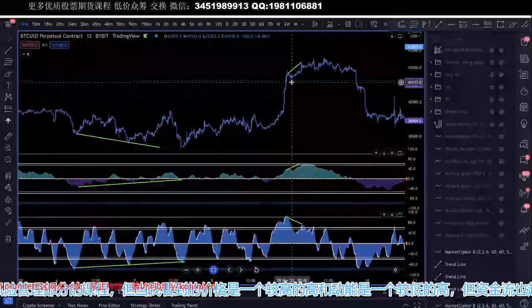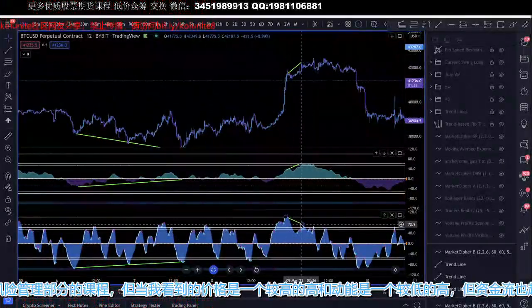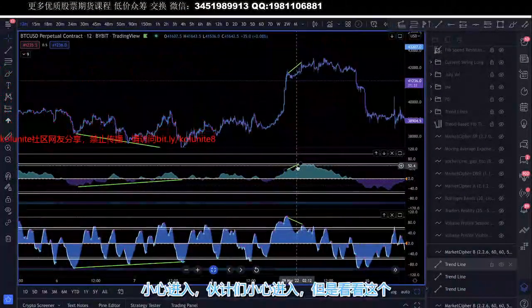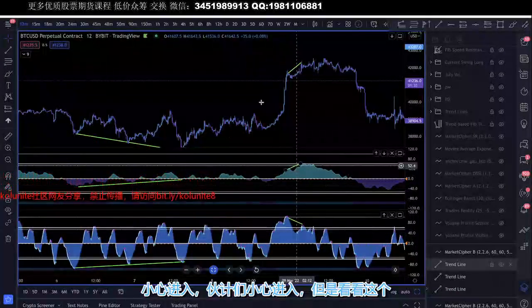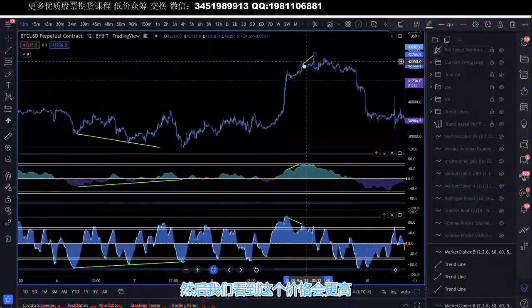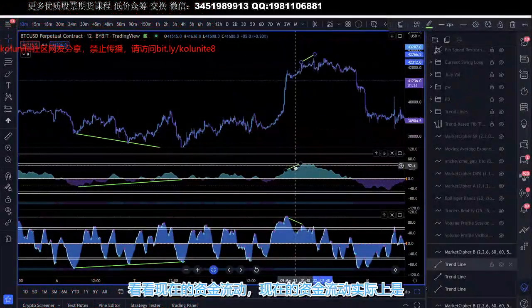But when I see that the price is making a higher high and the momentum is making a lower high, but money flow is also getting thicker, enter with caution, guys. Enter with caution. But then look at this. Then we see this. Price makes a higher high. And look at the money flow now, right?